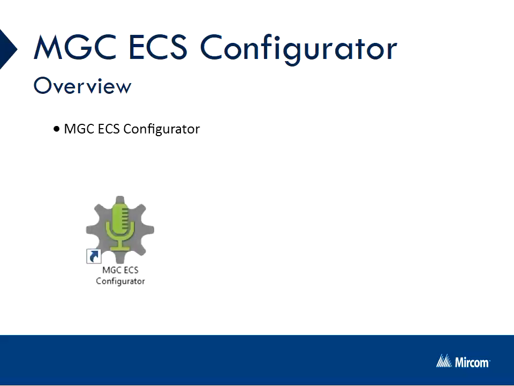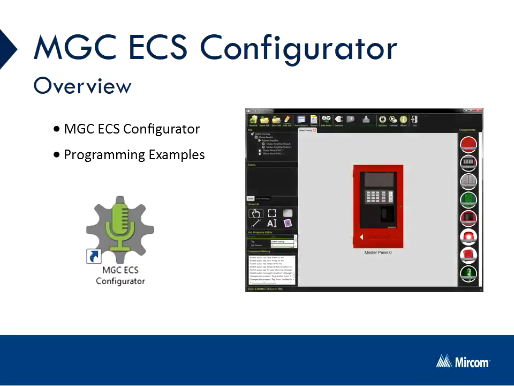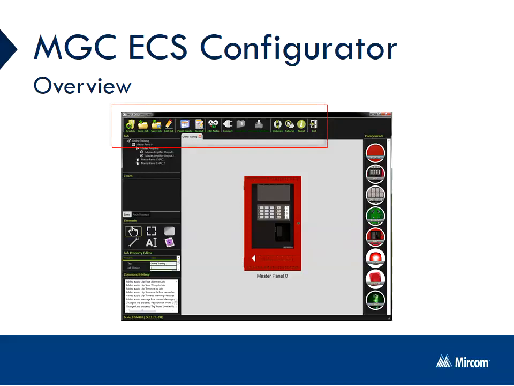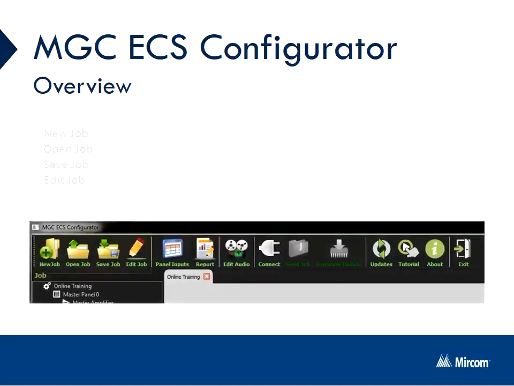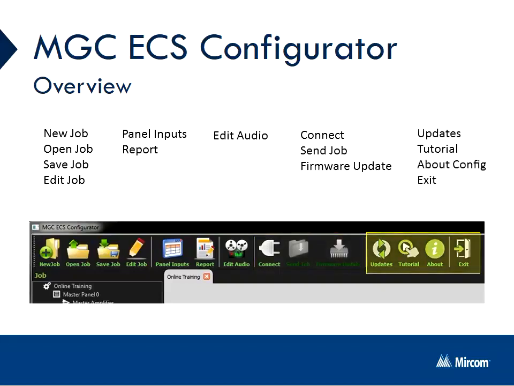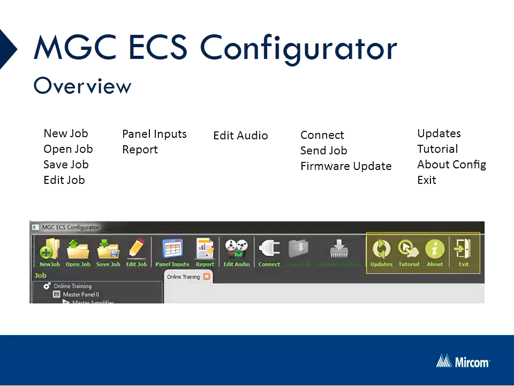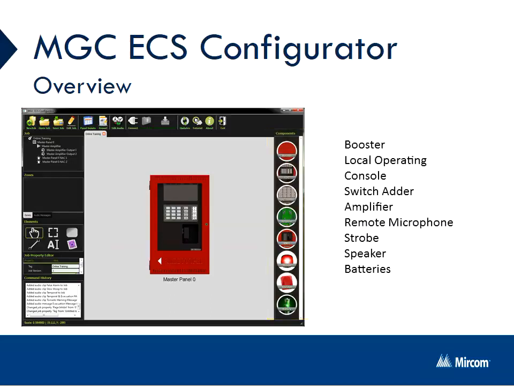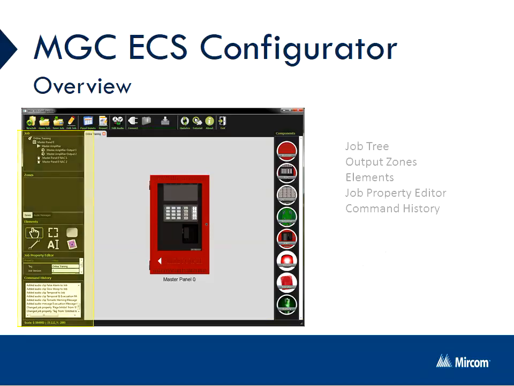The third and final module will be an overview of the MGC ECS configurator and simple programming examples. Across the top of the configurator, we have a toolbar which includes functions such as New and Open Job, Panel Inputs and Reports, an audio editor, Connect, Send Job and Firmware Upgrade Selection, and finally, Config Update, Tutorial, About Configurator, and Exit. Across the right side of the screen, we have a scrolling library to select booster panels and accessories to drag and drop into the job file. Along the left-hand side, we have a series of windows that can aid you in the configuration process.